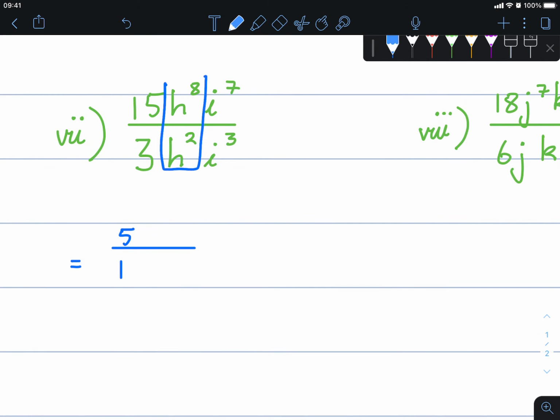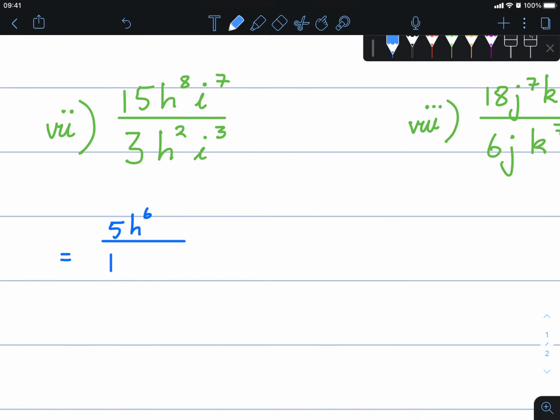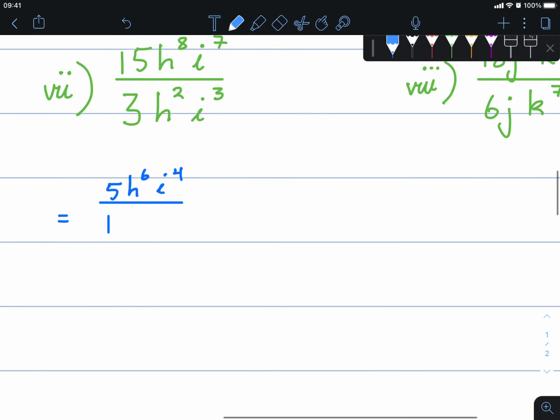Focusing on the next pronumeral, h to the power of 8 divided by h to the power of 2. That's going to be h to the power of 6, and the numerator is larger, hence why it's going to be h to the power of 6 in the numerator. i to the power of 7 divided by i to the power of 3. That's 7, take away the 3. It's i to the power of 4. So really, there's nothing left in the numerator, because we don't need to write or leave this 1 here, so we could just remove it and just leave our expression like so.